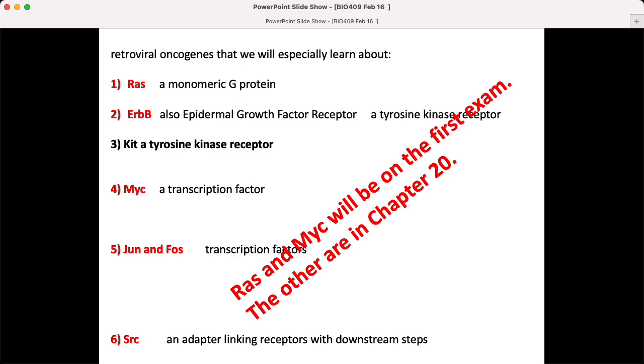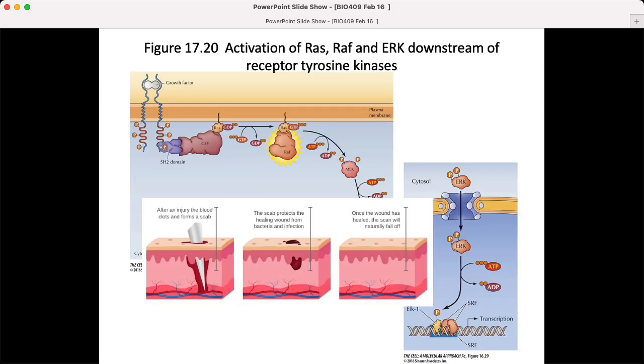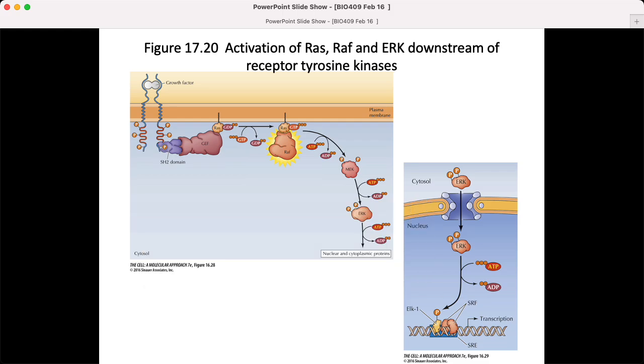Before we dive into it, I want to loop back over a little bit of what we talked about because it's so important. When we think about oncogenic retroviruses, we're going to think about a few of them. For our first exam, we'll talk about RAS and MYC. We want to emphasize that they're part of a normal response. A normal response, like the PDGF receptor activating RAS, RAF, MEK, ERK, ELK. That pathway, which we'll learn about in chapter 17, is used by a lot of different receptor tyrosine kinase receptors.